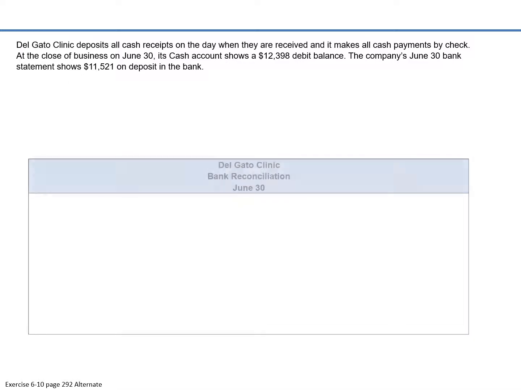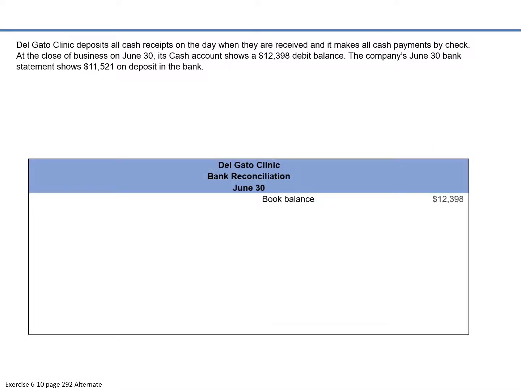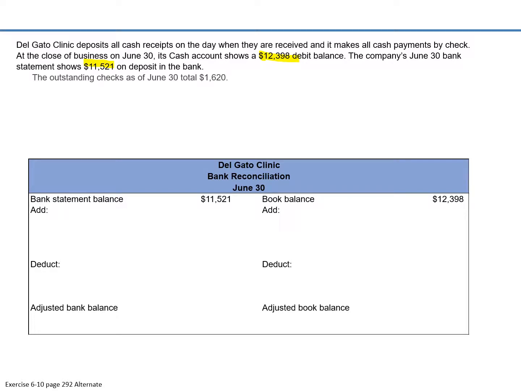All right, so bank reconciliation, here we go. Book balance, they tell us is 12,398. That's right here. Bank balance, they tell us is 11,521. That's right here. We're going to add and deduct anything that we need to on both sides. So they tell us outstanding checks as of June 30th were 1,620. So that gets deducted from the bank side because we've already recorded them on the book side, right?